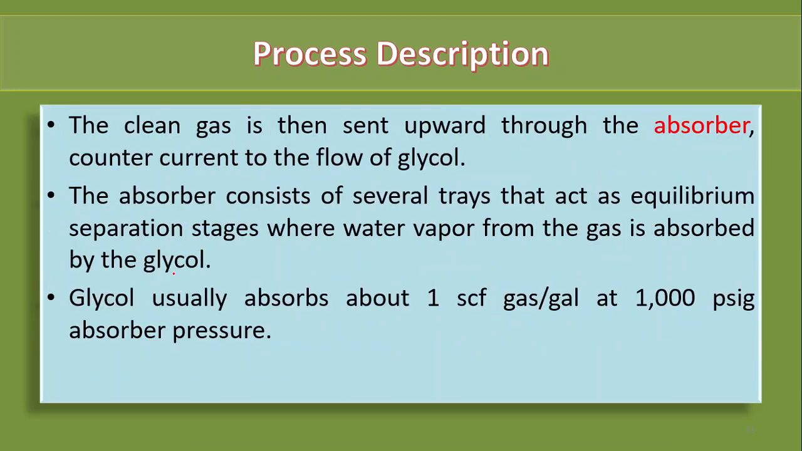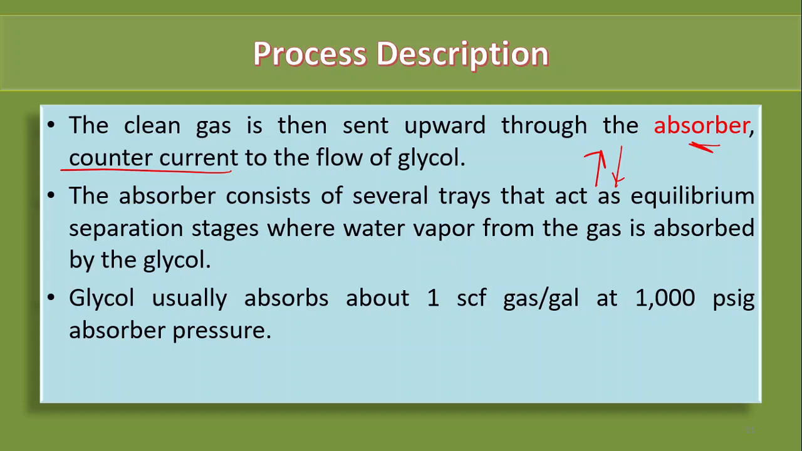The next one is the absorber. It is just like a distillation column. It has several trays. The clean gas is sent upward through the absorber, countercurrent to the flow of the solvent. One way the gas is going in the upward direction and the liquid is coming from the top to bottom. So this is the countercurrent interaction between the solvent, that is glycol, and the gas.